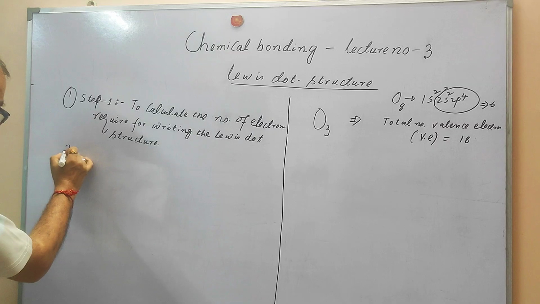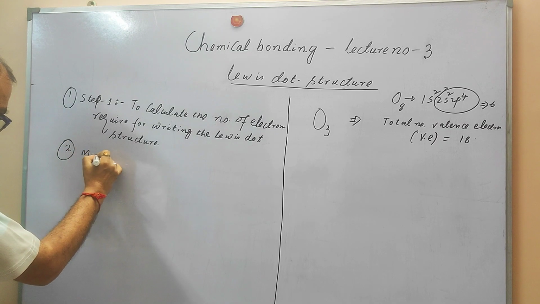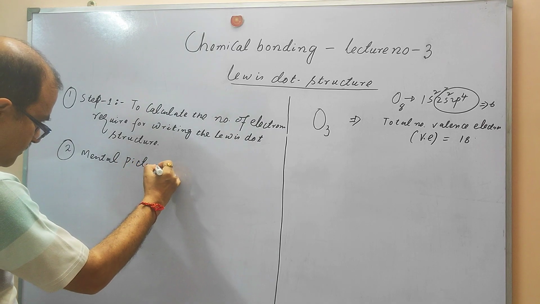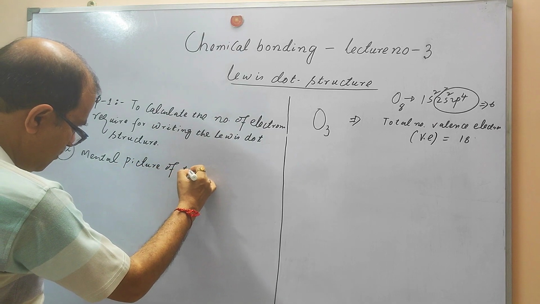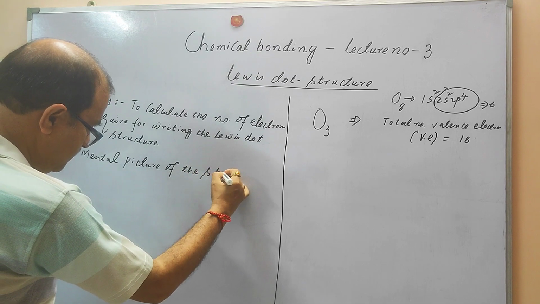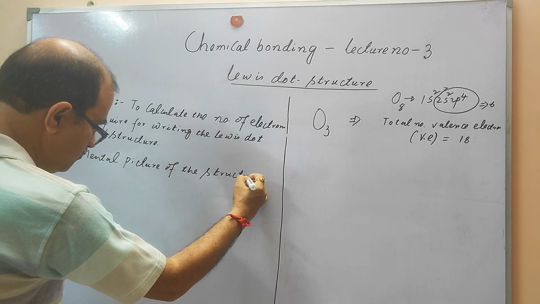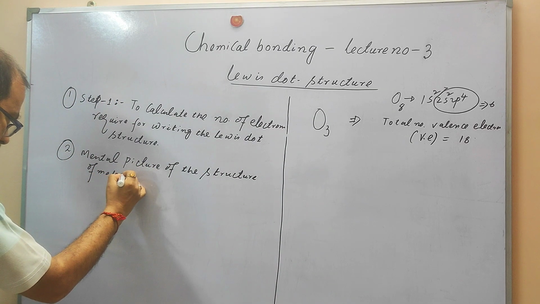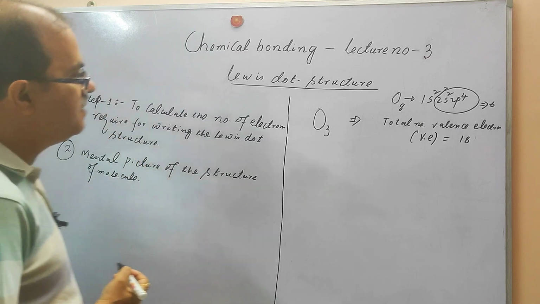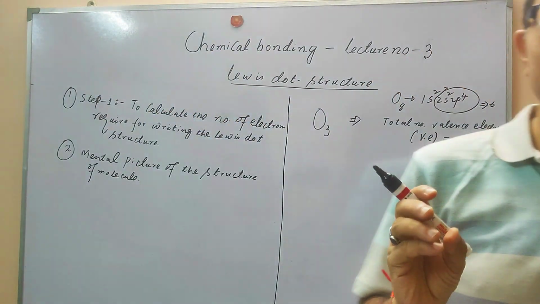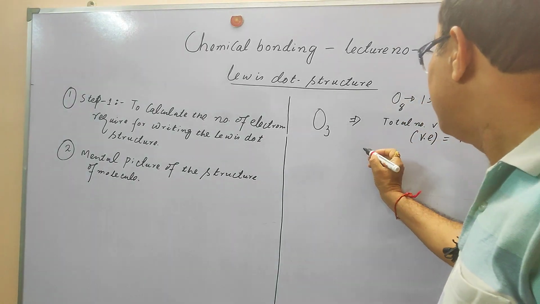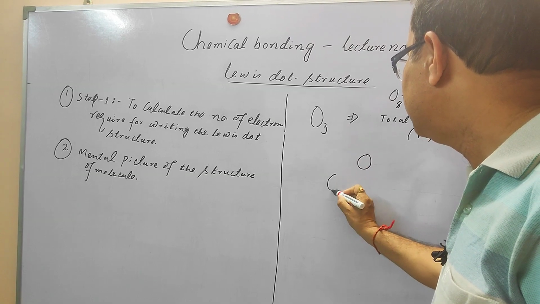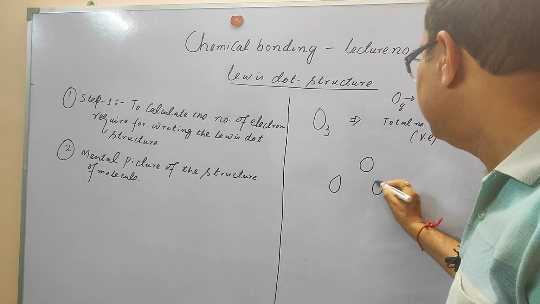The second rule: now we have to make a mental picture of the structure of this molecule. Mental picture means how these oxygen atoms have been arranged. This is one oxygen atom, this is another oxygen atom, and this is another oxygen atom.